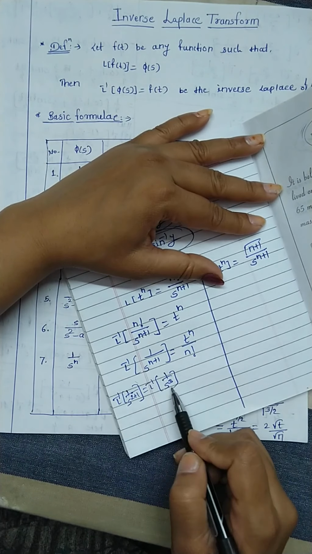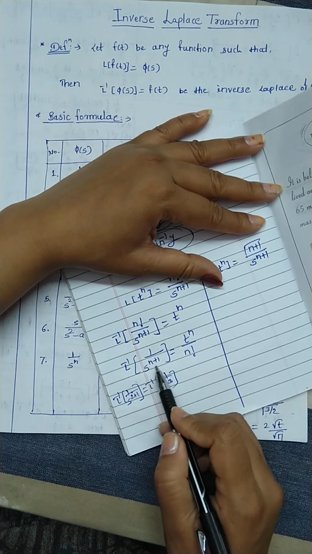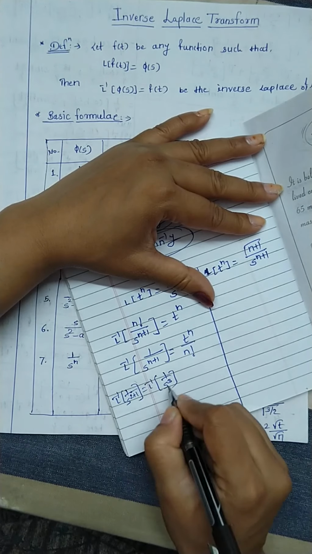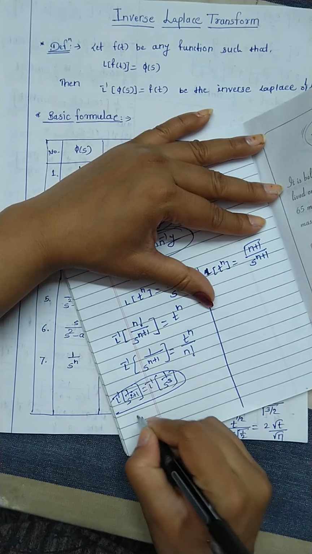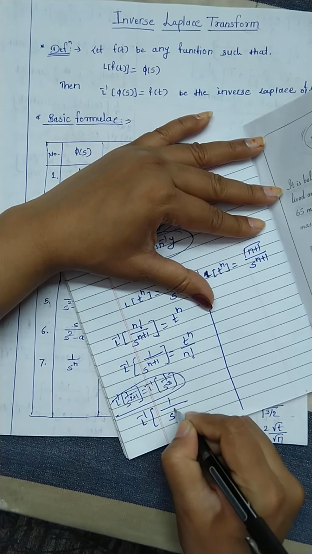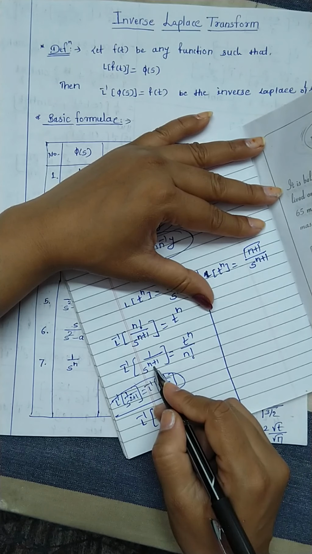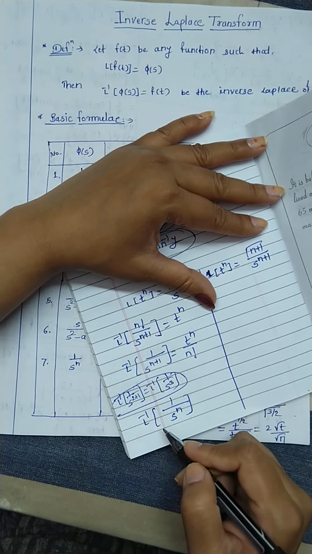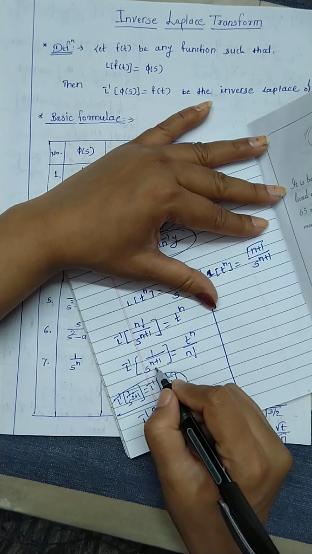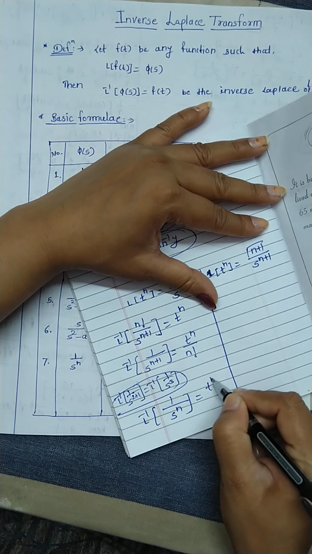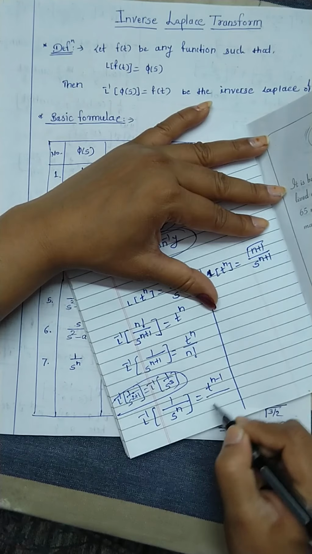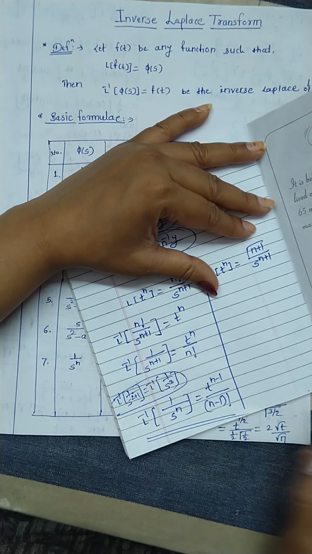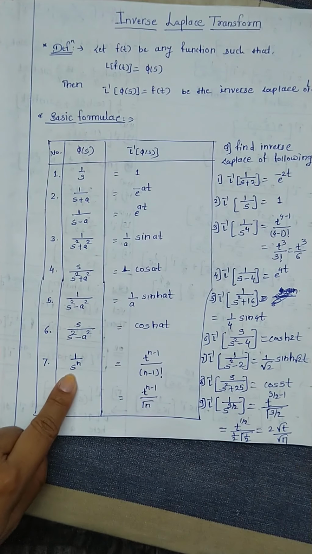That's why we have to convert this n plus 1 into only n. If n plus 1 is converted into n, what does it become? 1 upon s raised to n here, and everywhere we replace n plus 1 with n. That means one number less than n. That's why it becomes t raised to n minus 1 upon n minus 1 factorial. This is the formula for 1 upon s raised to n.